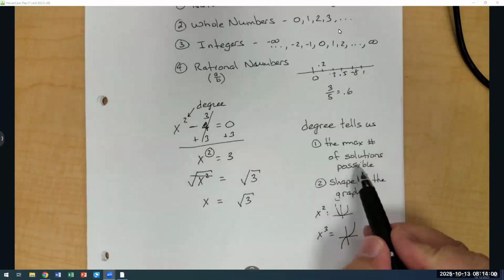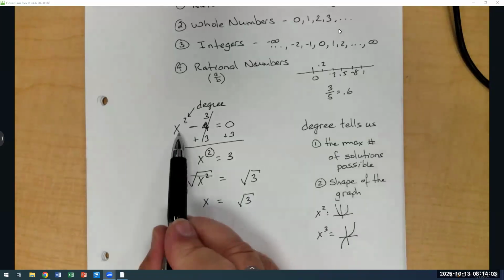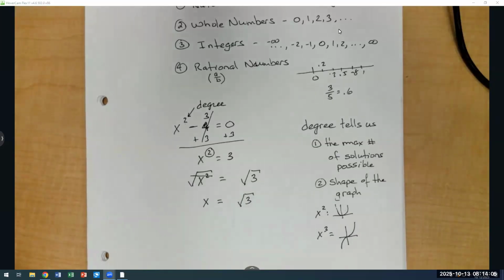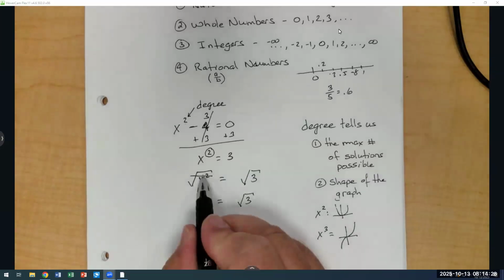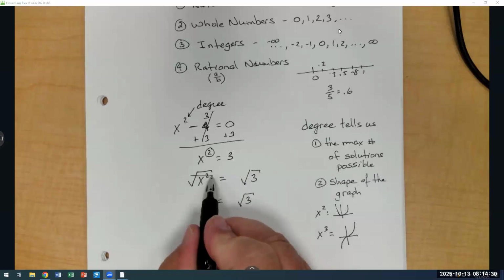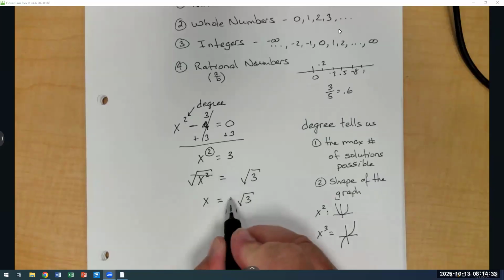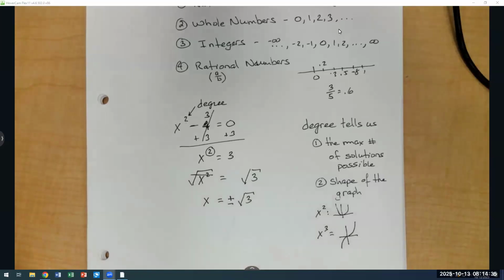But, okay, so the first part, how many solutions? So how many solutions is this equation gonna give us? 2. How many do we have here? You see 3 here? You see 3 solutions? 1. How do we get 2 from this? Whenever you take a square root of a squared number, you have to put a plus or minus in front of it.